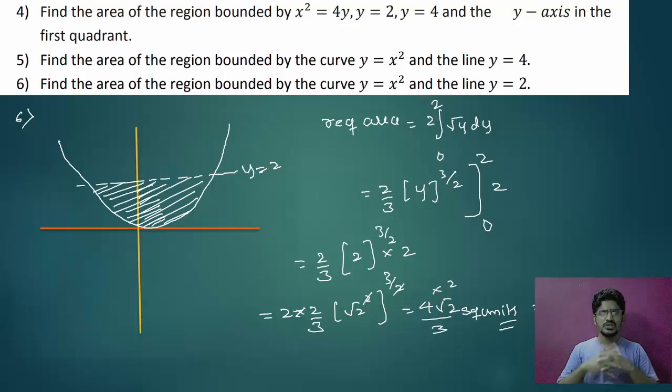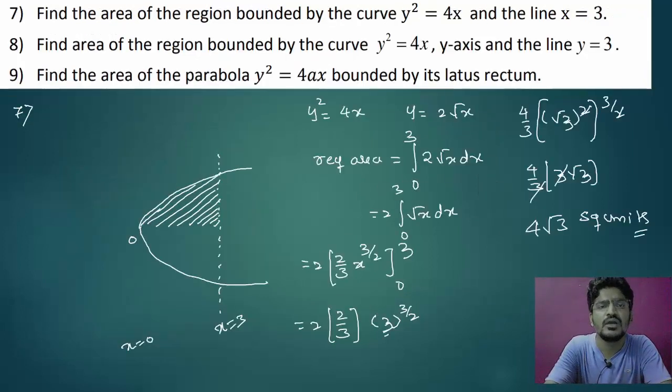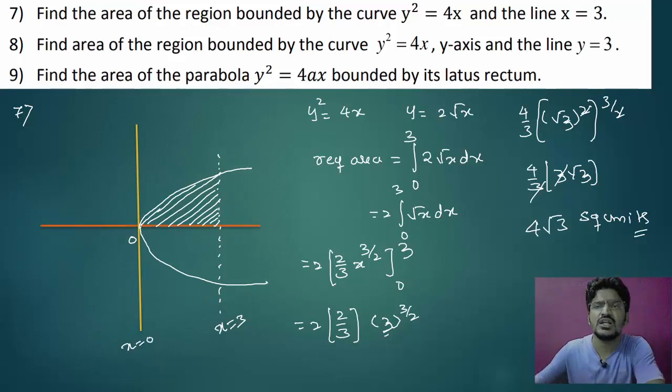8 root 2 square units for this 6th problem also. Okay. And coming to the 7th problem, you just see here also the same thing. They have said y square equal to 4x and x equal to 3. So here please go through again the same thing.